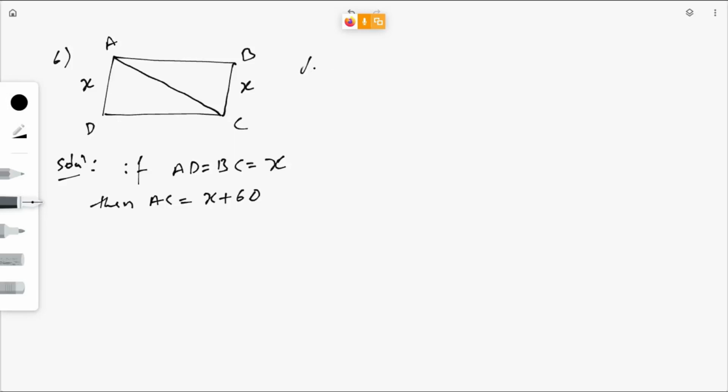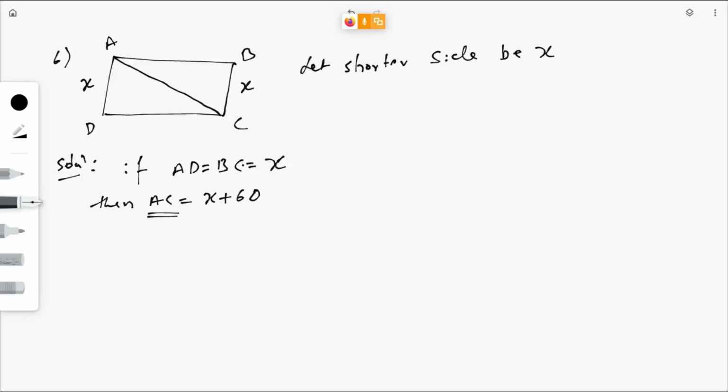Let the shorter side be x. So here AD and BC are my shorter side, so I took it as x. Then AC, what is AC? The diagonal. The diagonal of a rectangular field is 60 meters more than the shorter side, so I took x plus 60. Okay, so understood.